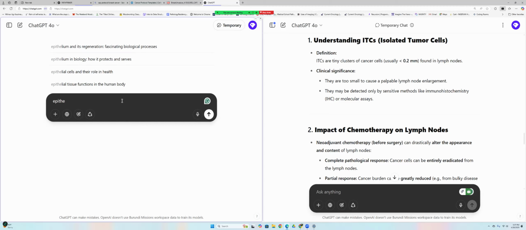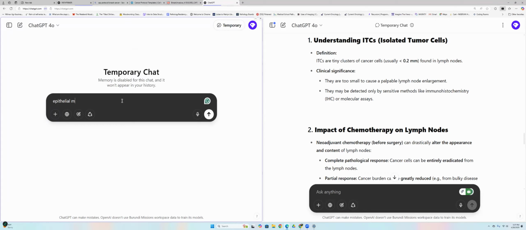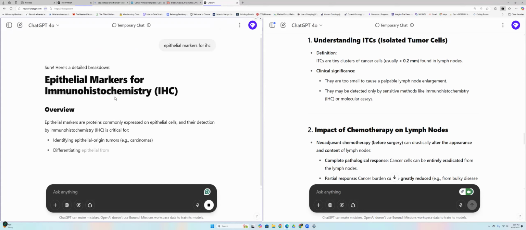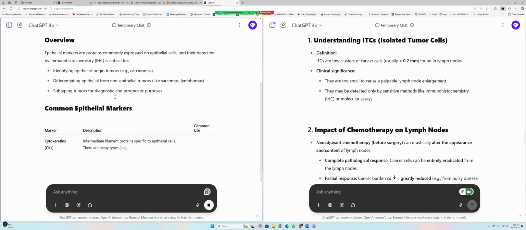They're not very popular. They're not very comprehensive. You need those that are like jack of all trades, very sensitive. I'll put it down. Like AE1, AE3, right? AE1, AE3. Perfect. Pancytokeratin. So AE1, AE3. Let's see if we can.